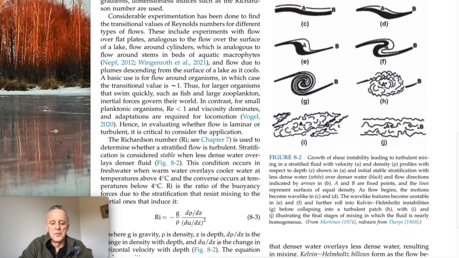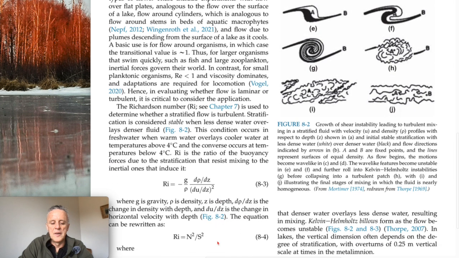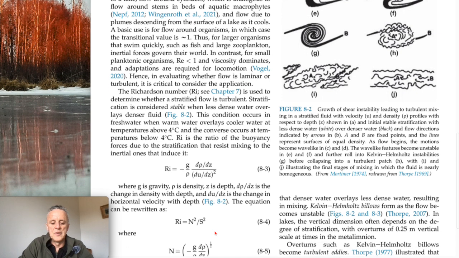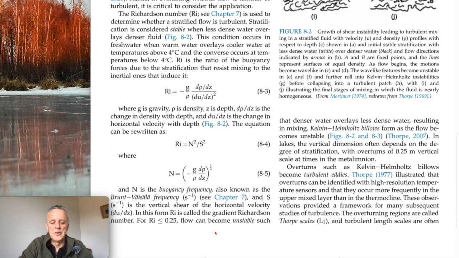So Ri is equal to this set of expressions, where g is gravity, rho is the density, z is the depth, d rho over dz is the change in density with depth, and du/dz is the change in horizontal velocity with depth. The equation can be written as Ri equals N squared divided by S squared, where N is the buoyancy frequency, also known as the Brunt-Väisälä frequency, in per second, and S, in per second, is the vertical shear of the horizontal velocity, du over dz. In this form, Ri is called the gradient Richardson number.